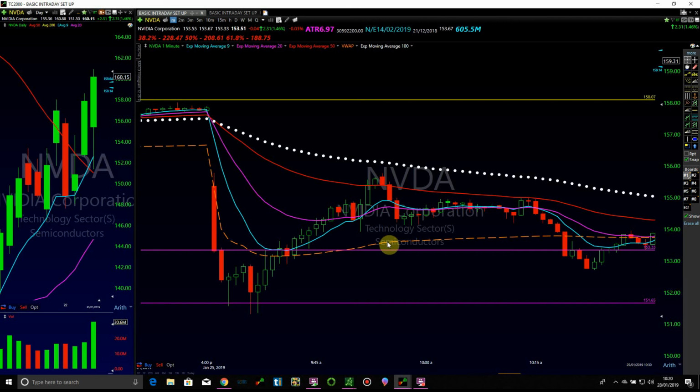I took some off when we failed the EMA 50. Then I took a few more off here when we failed to break it again, and then I had to go on the school run to pick up the children. So I set a stop for some more shares if it broke below VWAP, which it did. And then I set my final stop for my final quarter of shares below the low of the day. I thought I would give it some room.